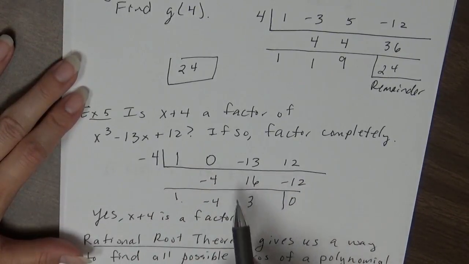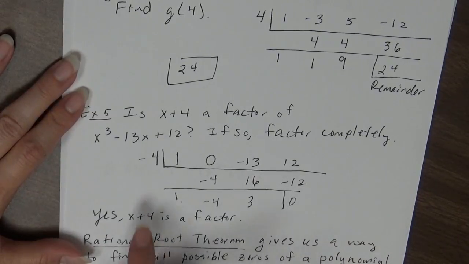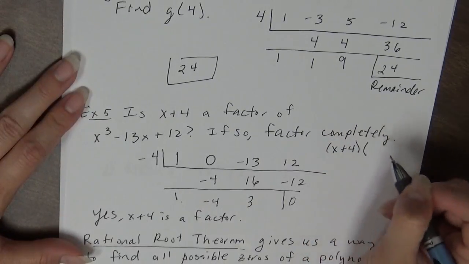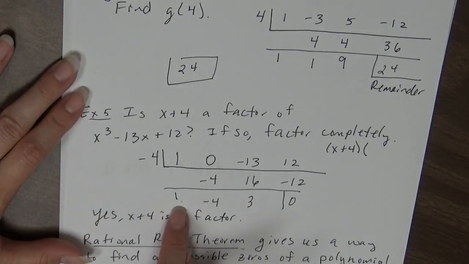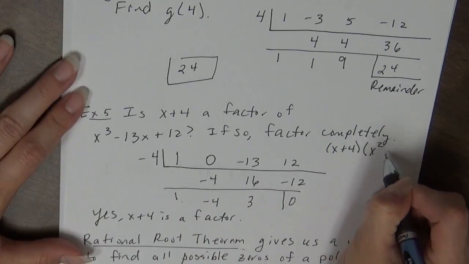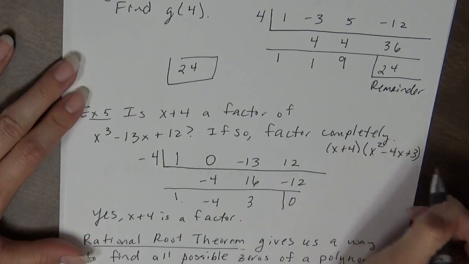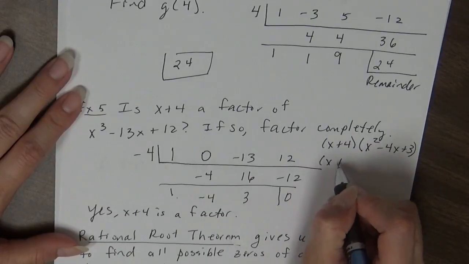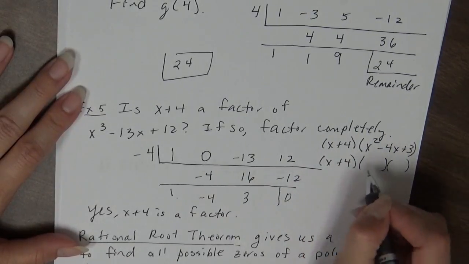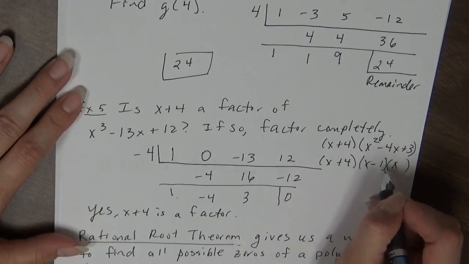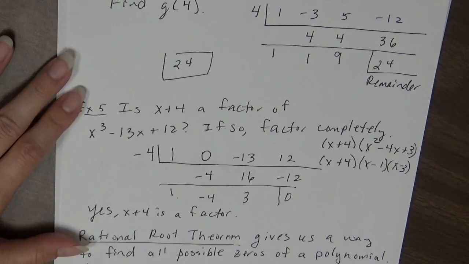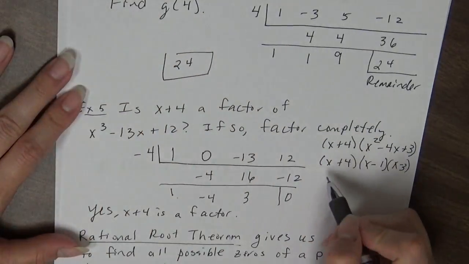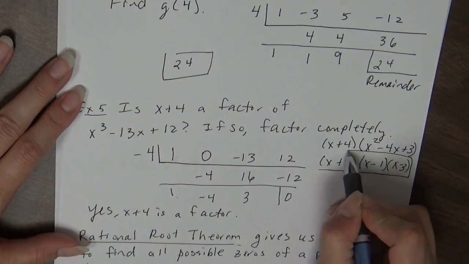Okay. We're also asked to factor completely. So since x plus 4 is a factor, we can write it as x plus 4 times the quotient we got here, which would be x squared minus 4x plus 3. And then we need to factor this trinomial, so we have x plus 4, and then this factors as x minus 1, x minus 3. So my answer is x plus 4 times x minus 1 times x minus 3.